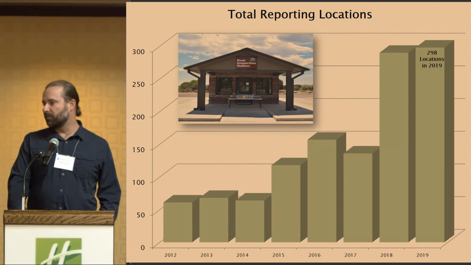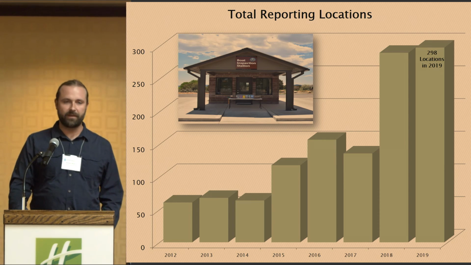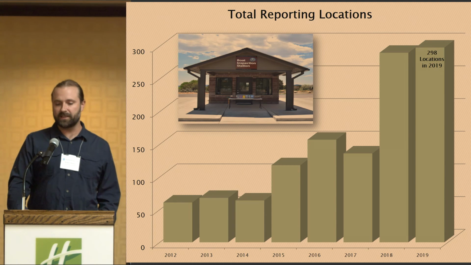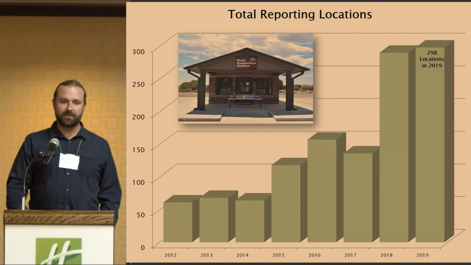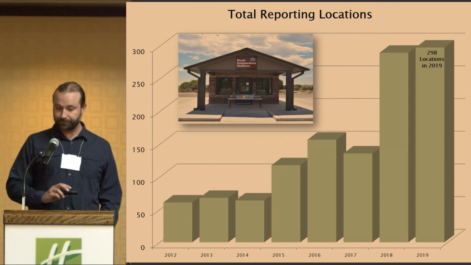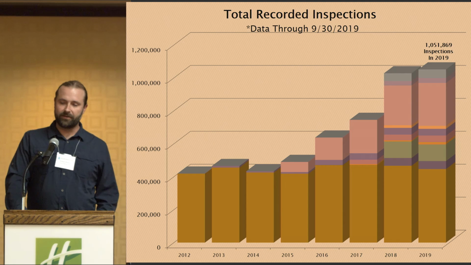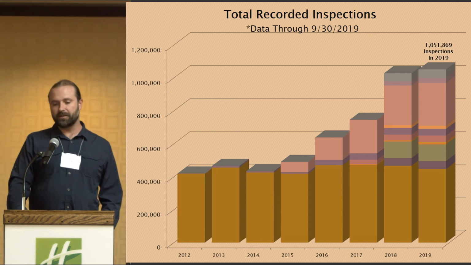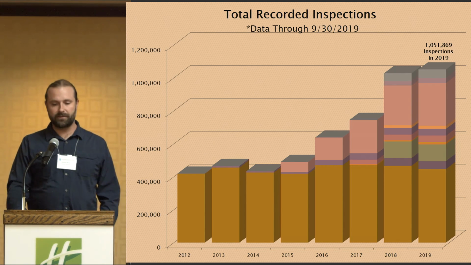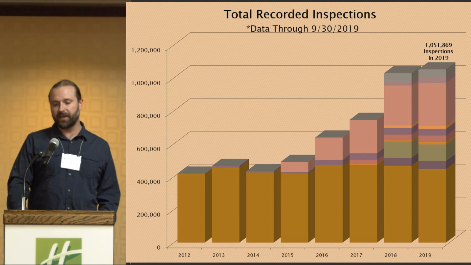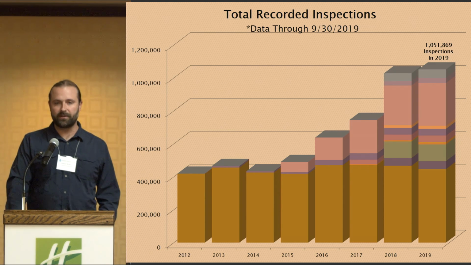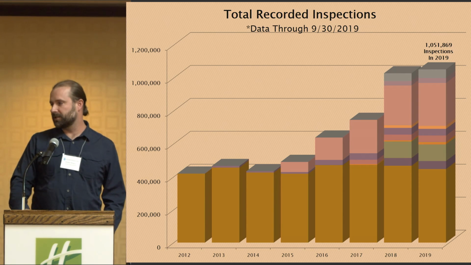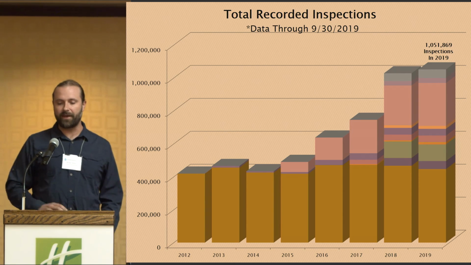We continue to see more and more locations reporting information through this system on an annual basis. For the 2019 season, we had 298 locations across the West reporting inspection information through this system. We also continue to see growth in the amount of inspections being recorded. As Jason so eloquently put it yesterday, we broke over 1 million inspections already by the end of September in 2019, which is just awesome to see that much information being gathered.